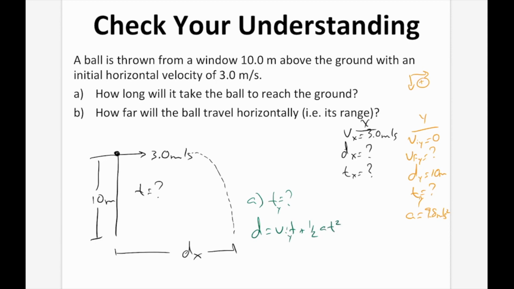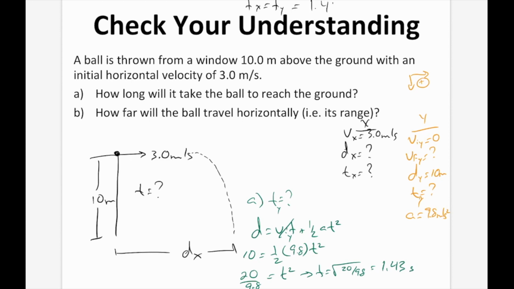And that's viy t. We know vi is 0, so we're going to cross that out. Distance, we're told, is 10. 1/2, 9.8 t squared. When we rearrange, we're going to get 20 divided by 9.8 on the left-hand side equals t squared. t is going to equal the square root of 20 divided by 9.8, and that equals 1.43 seconds. And since we know, of course, that tx equals ty, they're both going to equal 1.43 seconds. So A says, how long will it take the ball to reach the ground? We need 2 sig digs in our answer, so our answer comes out to 1.4 seconds.